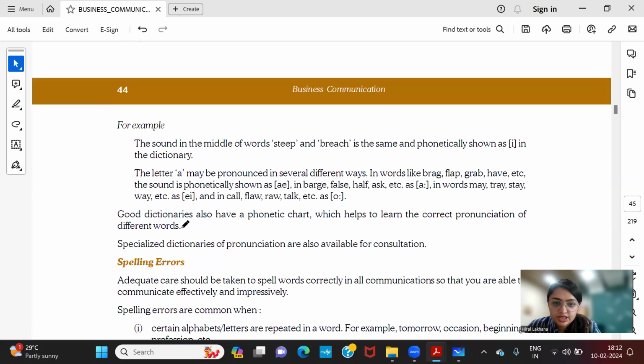Now, spellings and pronunciation. Like I was saying, the phonetics in which we use a word might be different from the spelling. Here, if we see the sound in the middle of the words steep and breach, even though the pronunciation is the same, the spelling differs. The pronunciation in steep is coming from an EE here. However, in the case of breach, it is coming as EA. Now say for example, if I am saying create, here also there is an EA, but the manner in which the EA is pronounced in breach is different from the manner in which it is pronounced in create.